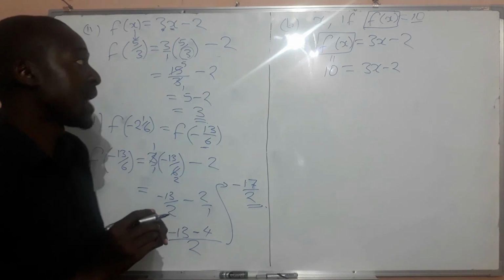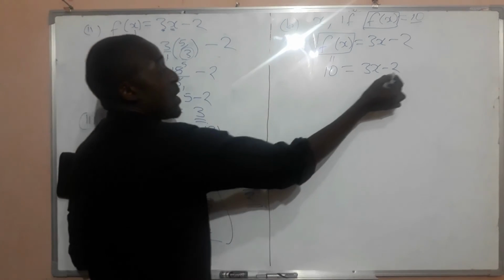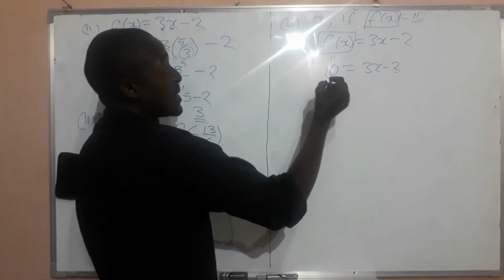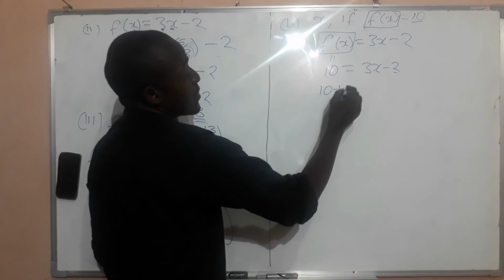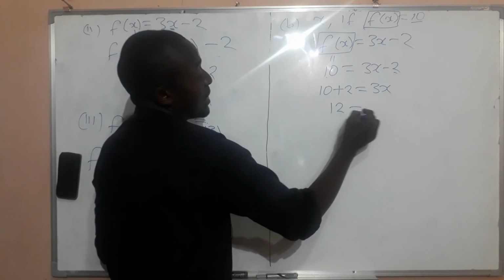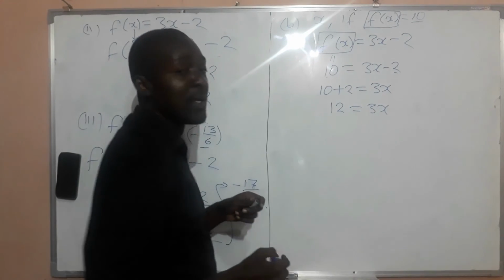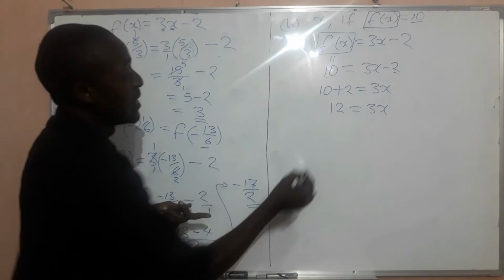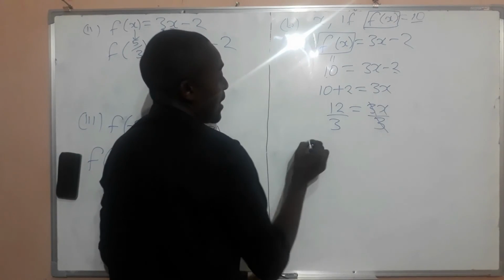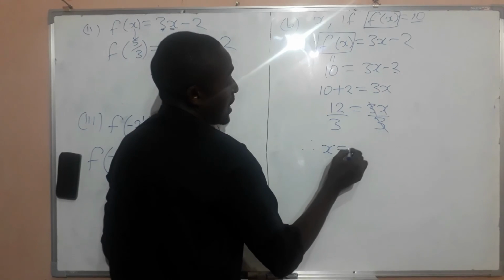And then we can collect like terms here. Okay, this one and this one. So since it has a negative, it's going to be a plus this side. So 10 plus 2 is equal to 3x. So 12 is equal to 3x. And then we divide by 3 both sides. So over 3 over 3. And therefore, our x is equal to 4.